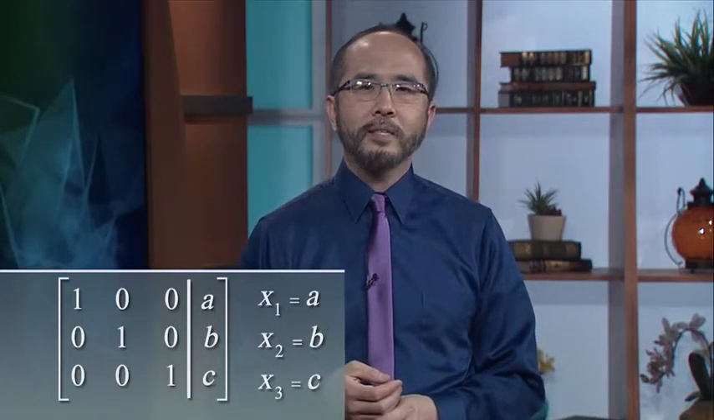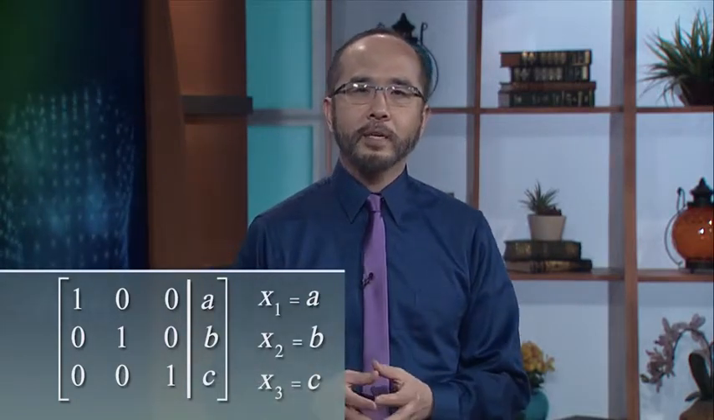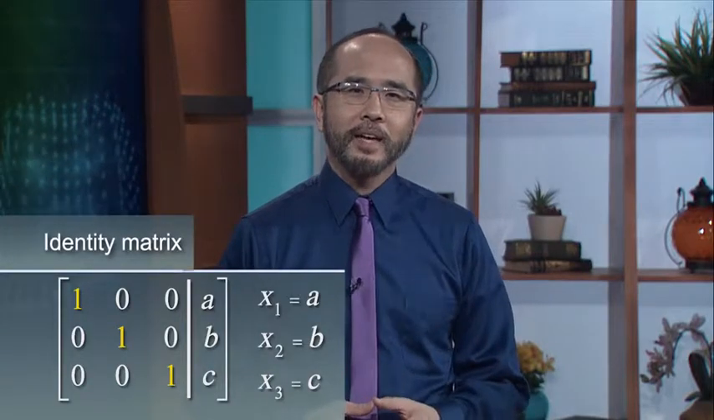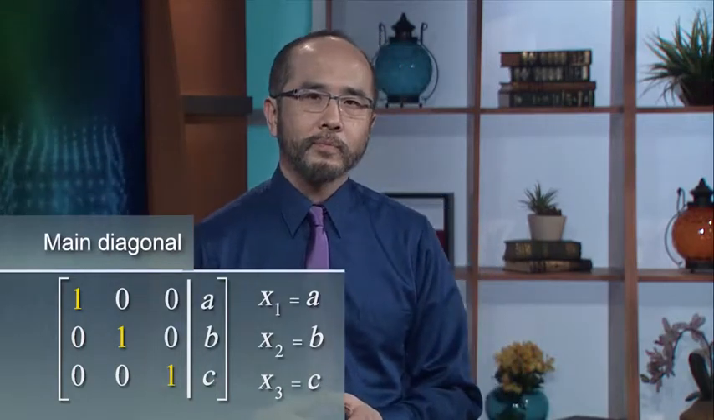If the right-hand side is a bunch of constants a, b, c, then this augmented matrix would be saying x1 equals a, x2 equals b, and x3 equals c. In other words, it would be telling me the solution to the system of equations. I can recognize this pattern because I will see all zeros on the left side except for a diagonal of ones. And you've seen this pattern before. It's called the identity matrix. And the diagonal has a special name. It's called the main diagonal of that square.